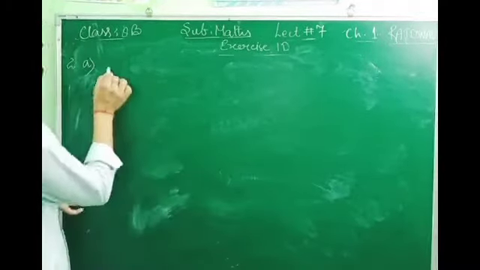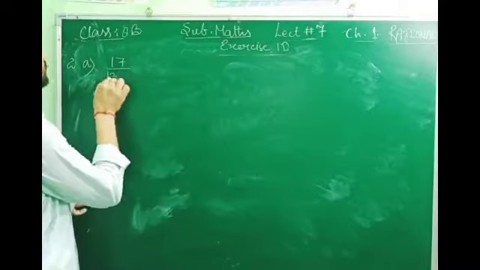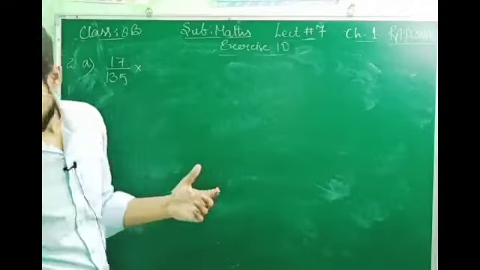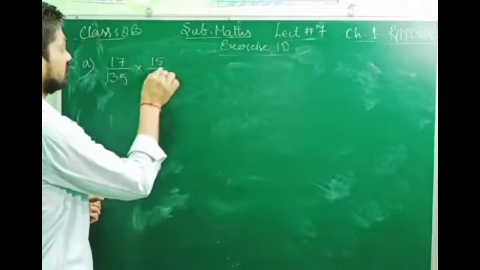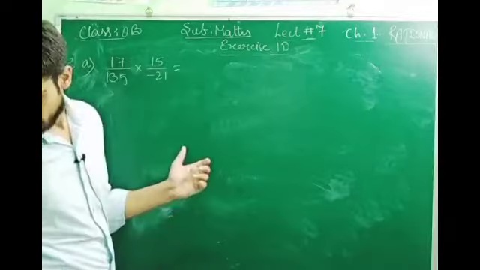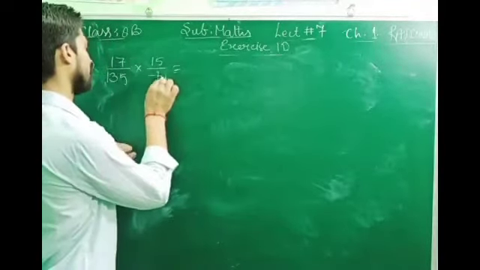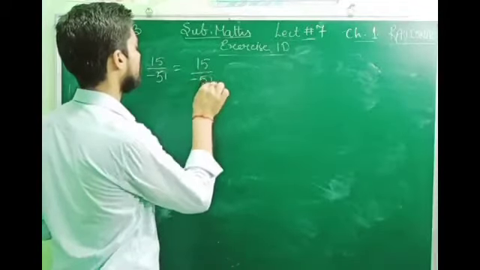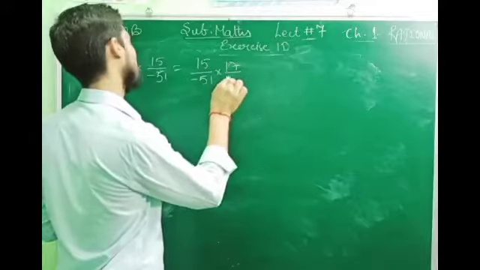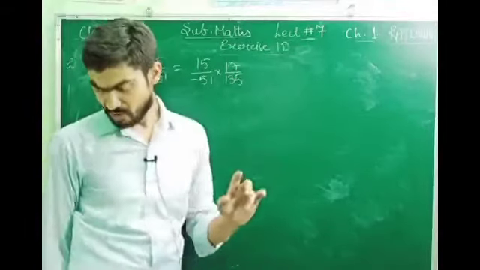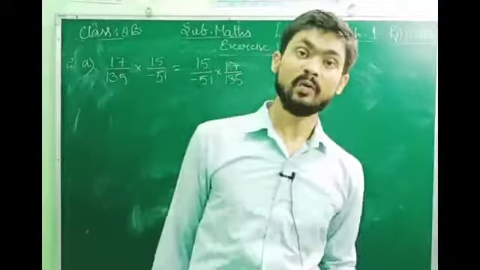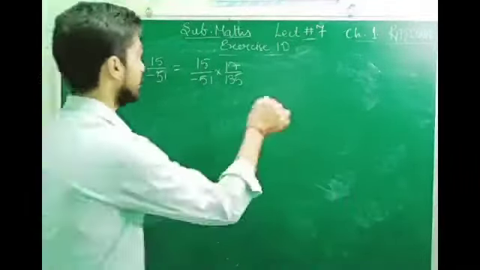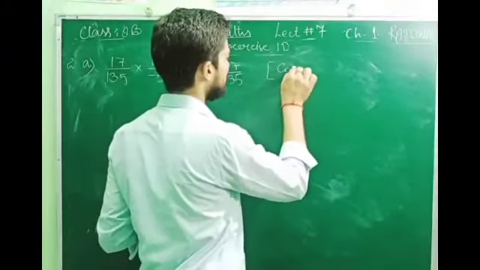So 17 upon 135 multiplied by 15 upon minus 51 is equal to 15 upon minus 51 into 17 upon 135. You have to verify. How will you verify? First of all, which property are you seeing here? The property you are seeing is the commutative property.